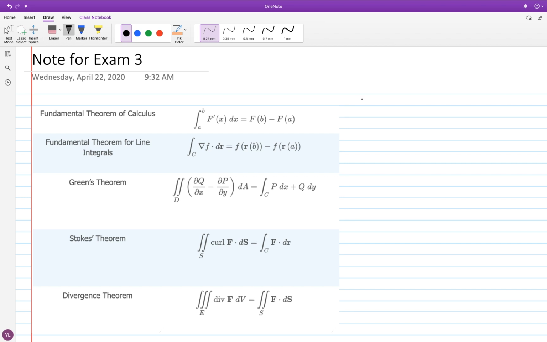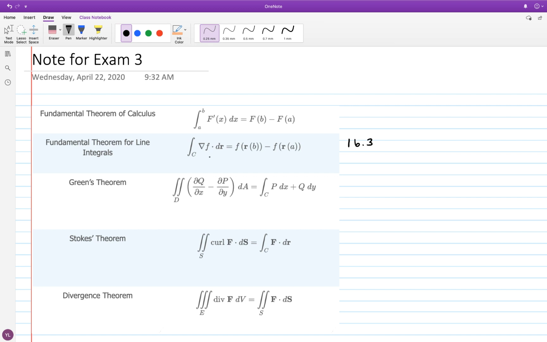Just a quick note before our exam on Friday. Based on some of your answers for quiz number 8, I thought it was worthwhile to clarify the main idea about Chapter 16 and the theorems that are in Chapter 16. For example, the quiz was over section 16.3, which is the fundamental theorem for line integrals.